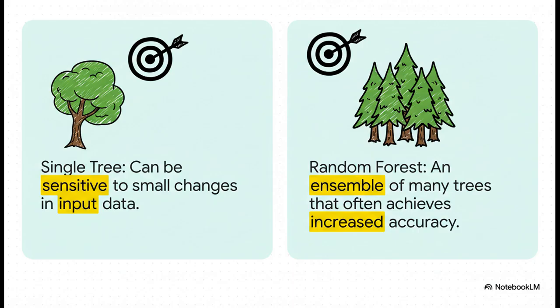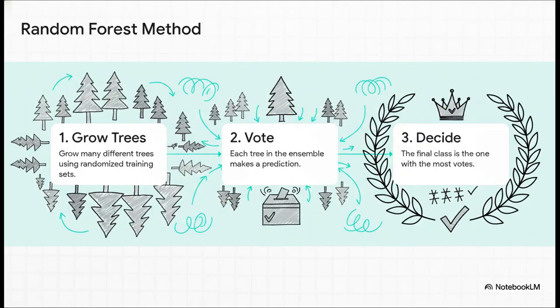Instead of just building one tree, we build hundreds of them. A single tree can be a little unstable, but a whole forest uses the wisdom of the crowd. By combining the predictions from many different trees, you average out the individual mistakes and end up with much, much higher accuracy. The process itself is elegantly simple.